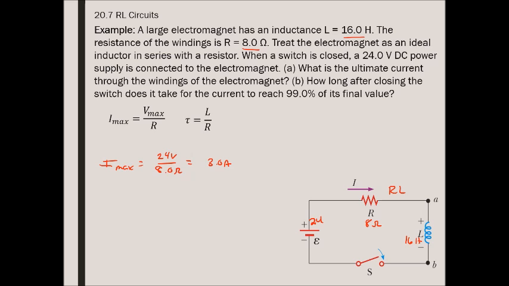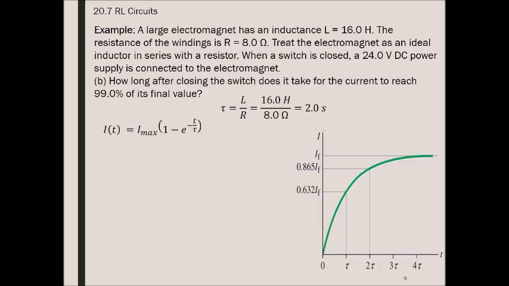So the moment the switch is closed, again, there is no current going through this, and so the voltage drop across the resistor is 0, and all the voltage drop will need to be across the inductor. Now we're going to work on a little bit more challenging problem and figure out at what time we reach 99% of the maximum value.